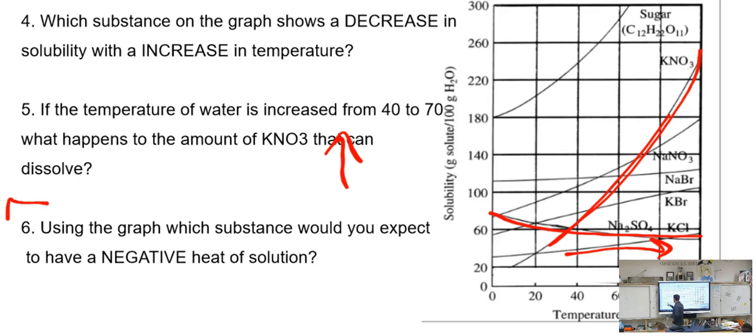Okay, number 6 is actually not tested at all, but I really like this question. It says, using the graph, which substance would you expect to have a negative heat of solution? If you got this one, you really do get this. That's a good sign. So what do you think? Oh, I think it's sugar. You think it's sugar? Yeah. Thank you for guessing. You are incorrect, young man.